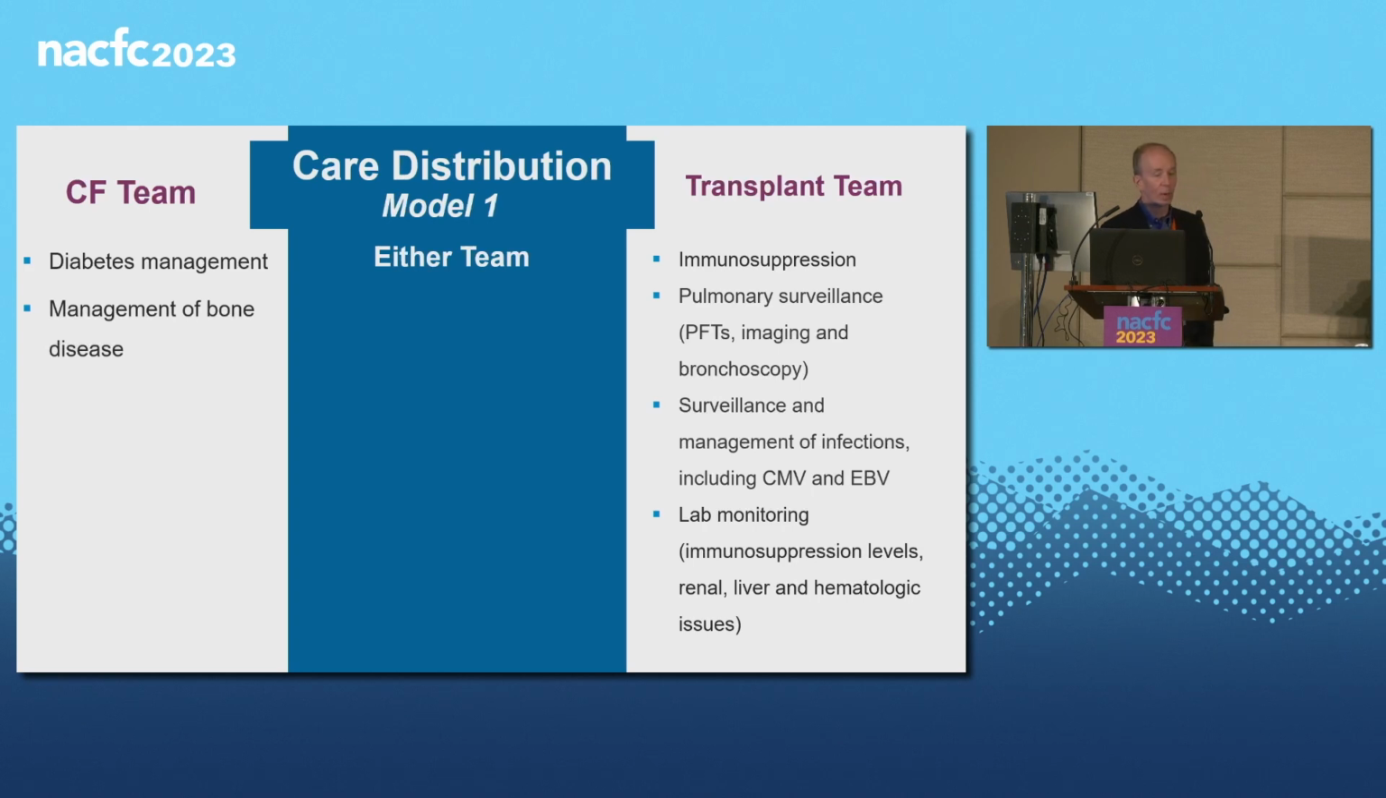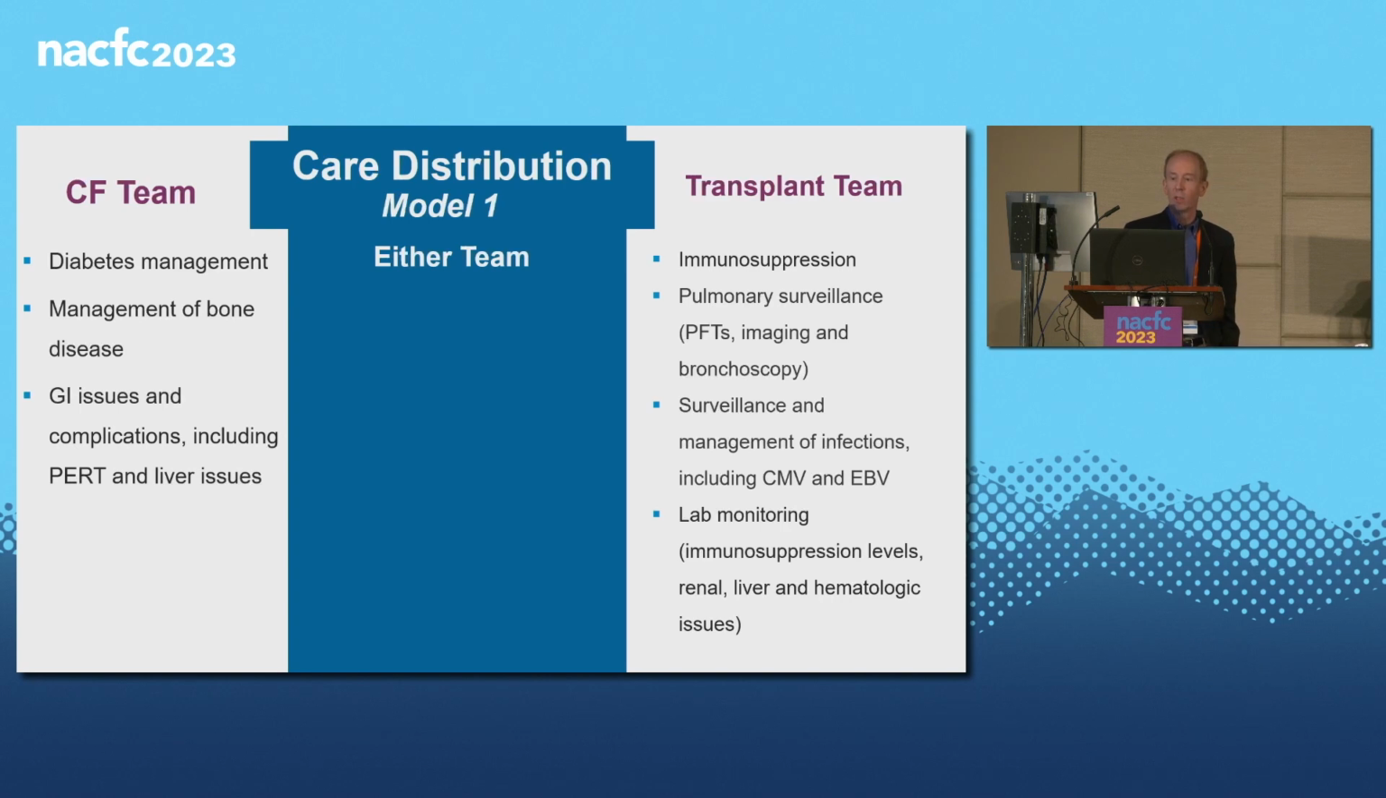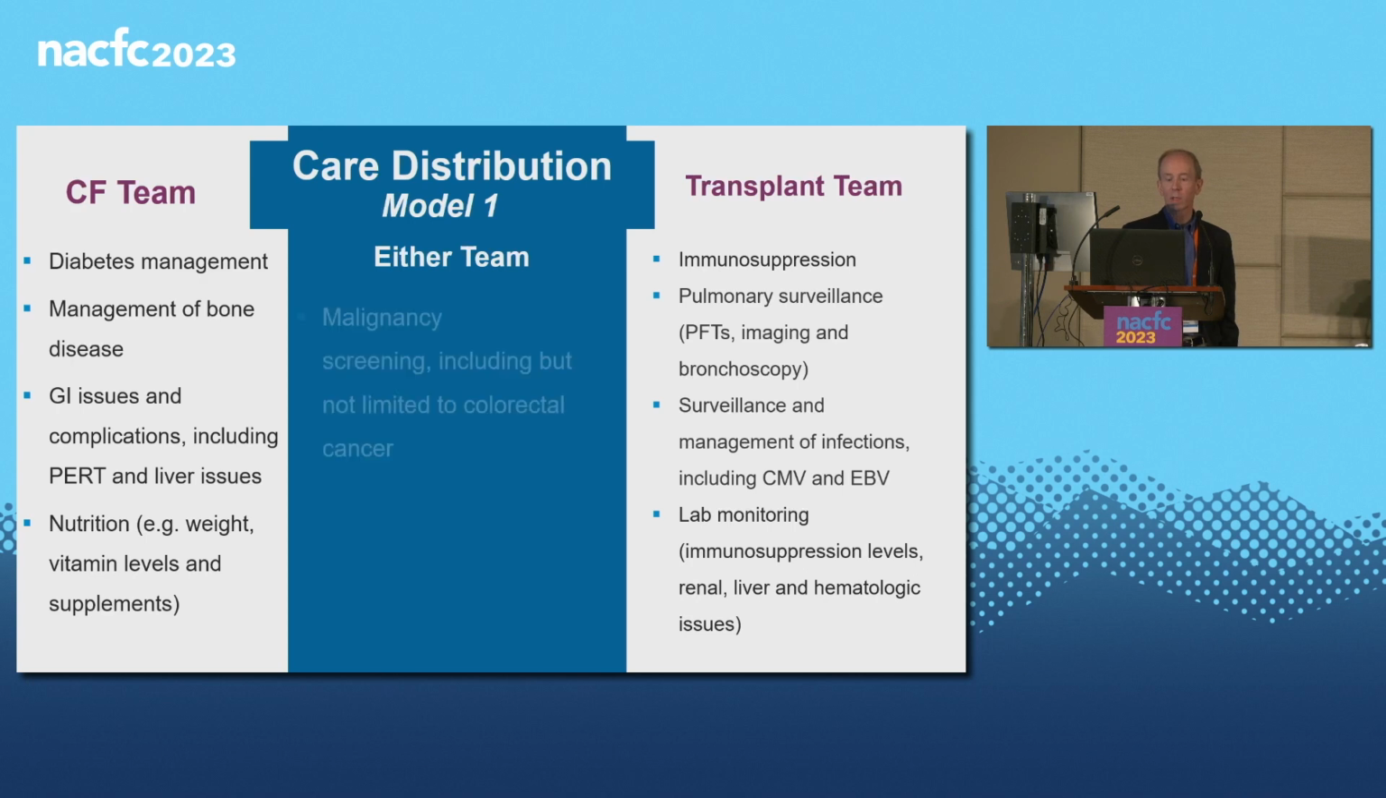The CF team can be helpful with diabetes management, management of bone disease, because that's an area of expertise, GI issues, particularly enzyme replacement and liver issues, and nutrition, because they're well-staffed to manage post-transplant nutrition issues. And then up for discussion in particular are things like malignancy screening, so it doesn't get lost in all the other care needs, including but not limited to colorectal cancer, employing the colorectal cancer screening guidelines that the CF Foundation published in the late 2010s. Sinus disease can be managed at either location depending on expertise.